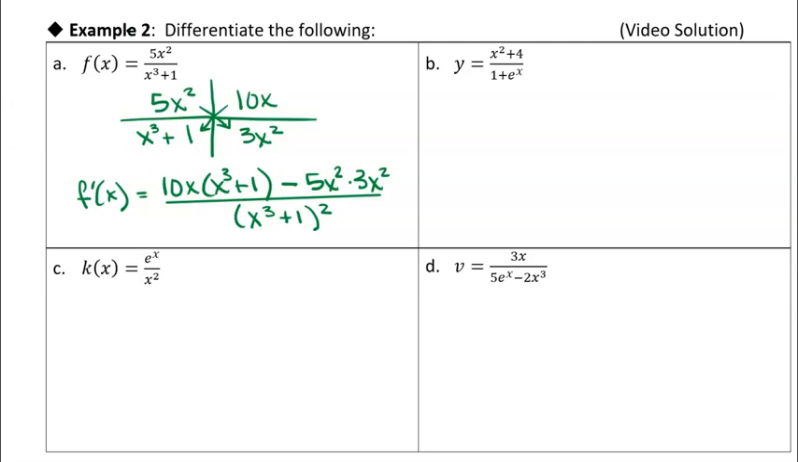So it's a lot like the product rule, except that we have minus in the middle and we're dividing by low squared, the denominator squared. Okay, so let's keep practicing. So again, I'm going to draw my little box here.